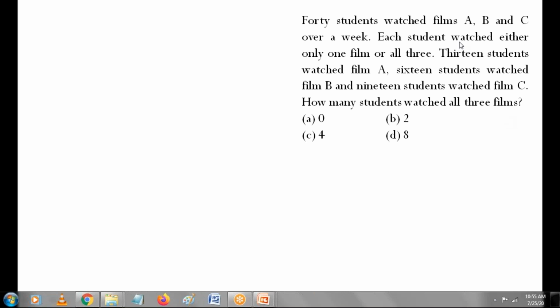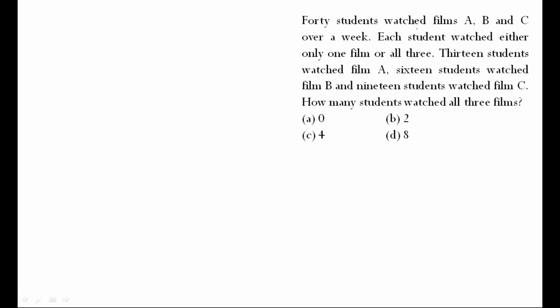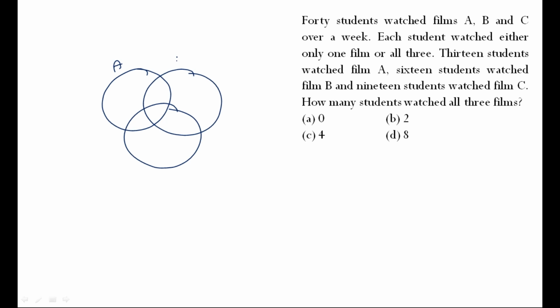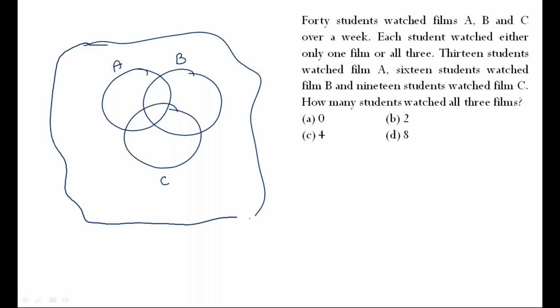Okay, guys, let's see this. What is the update? Listen to the question carefully. 40 students watch films A, B, C over a week. So you have 40 students. A, B, C are three different films. Not in theaters now, in lockdown we don't want to go to the theaters. You can use OTT platforms, right? So 40 students, fine.